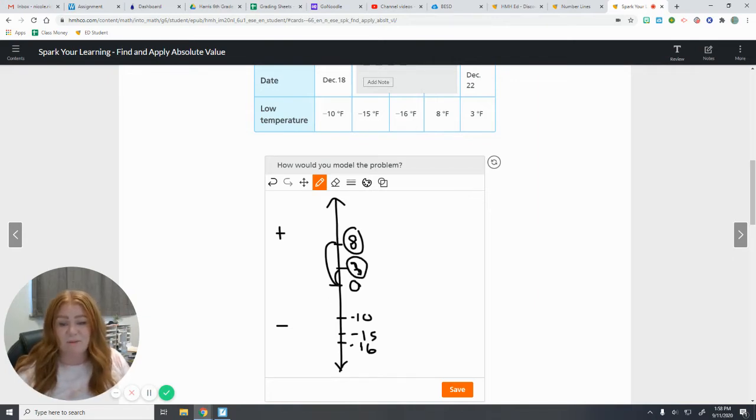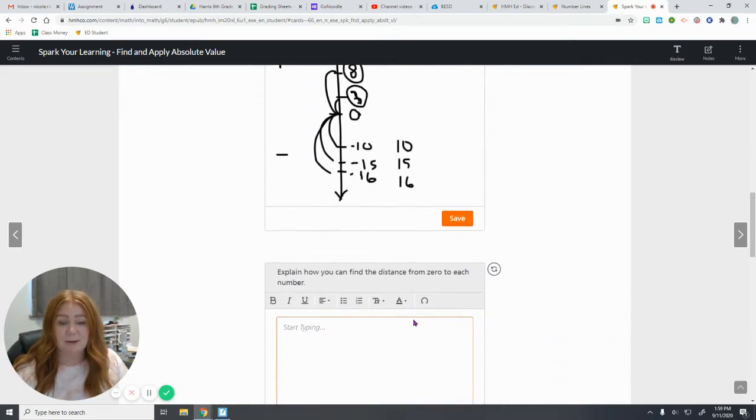If I need to go from 0 to -10, even though it's on the negative side of that number line, its distance to 0 is still 10 units. And if I need to get from 0 to -15, even though it's a negative number, its distance to 0 is still just 15 units. And to get from 0 to -16, same thing, even though it's negative, my answer is just going to be 16 units. I'm saying this is how many places I have to count, whether it's positive or negative. How many places do you have to count from 0 to get to that number?